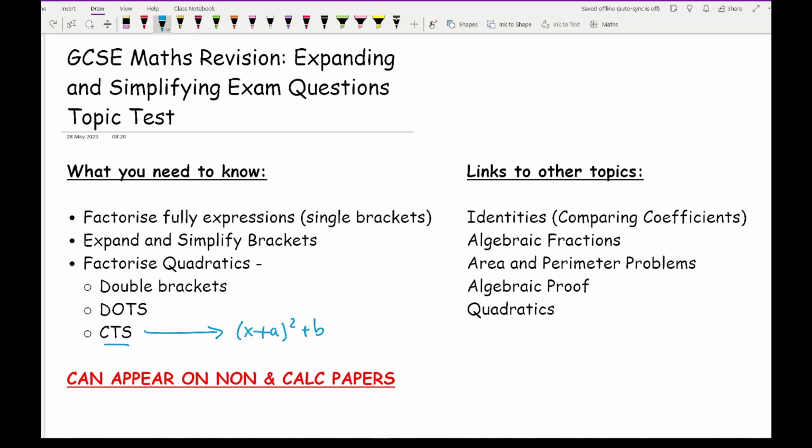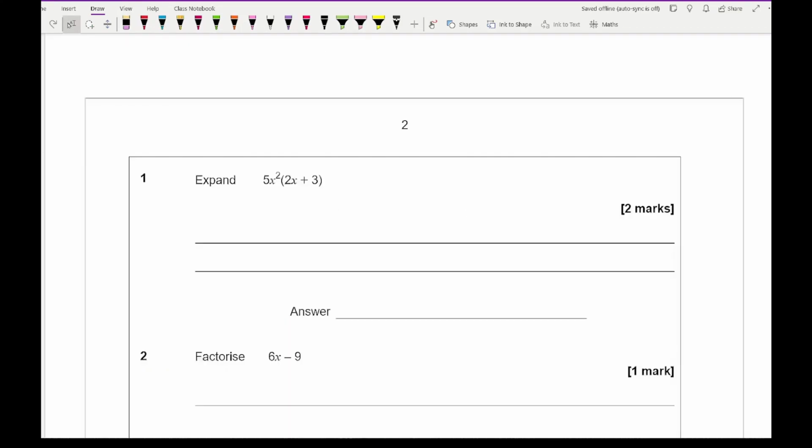Now obviously that is not an exclusive list. There are going to be many other topics, and I'm sure that when you've gone through some past papers or practice with your teacher and in class, you may have discovered that this topic does merge in with a lot of different areas of mathematics. So without further ado, let's get started on some questions.